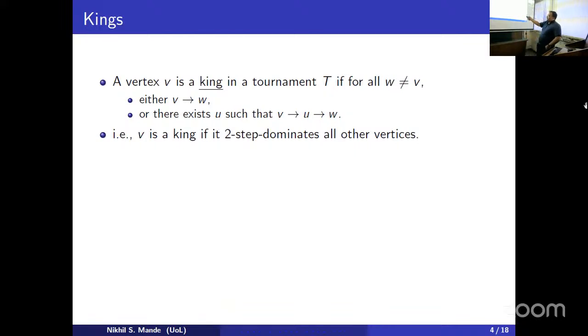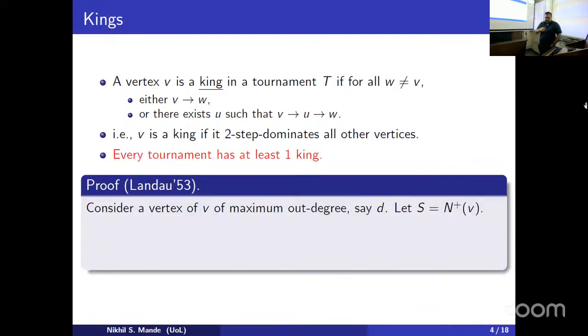So this is a natural extension of the definition of a source, or a relaxation of the definition of a source. Instead of one domination, you ask for two domination. So the first question to ask is, does there exist a king in a tournament always? And the answer is yes. And Landau proved this in the paper where he introduced the notion.